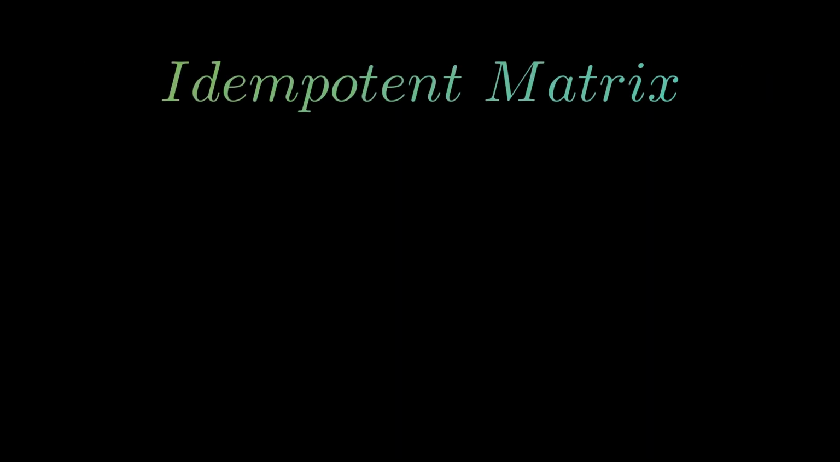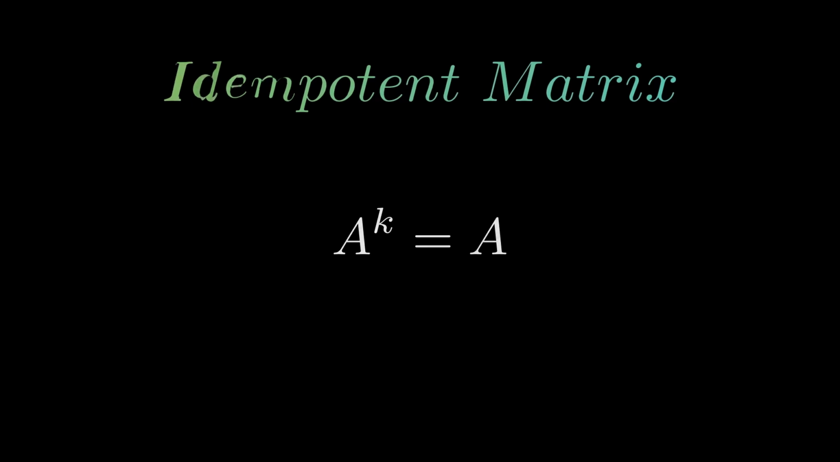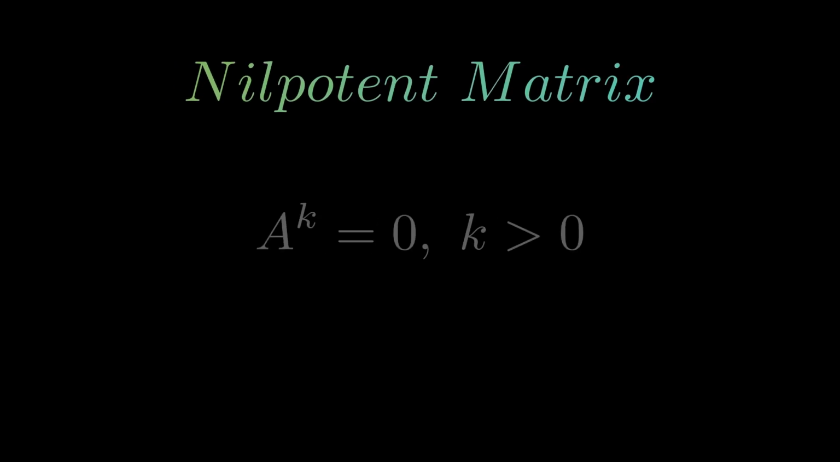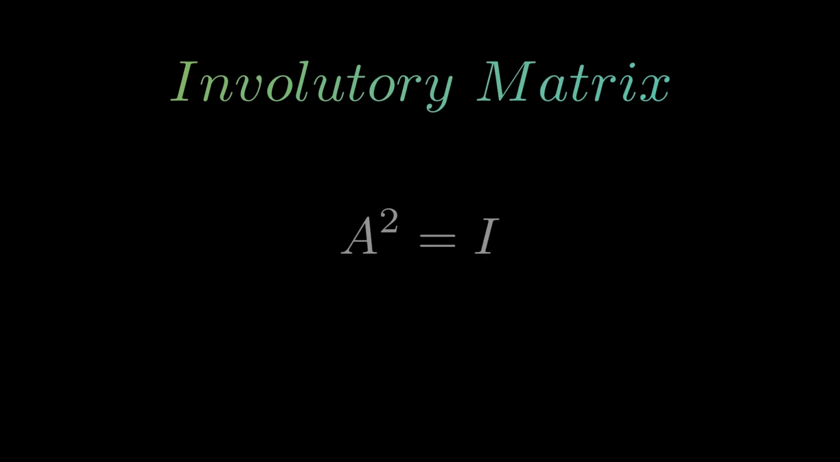An idempotent matrix is one where no matter how many times you multiply it by itself, the result is always the same matrix. And something closely related to it, we have a nilpotent matrix, which is one where no matter how many times you multiply it by itself, the result is always a 0 matrix. An involutory matrix satisfies this condition. This means that multiplying the matrix by itself once gives the identity matrix.